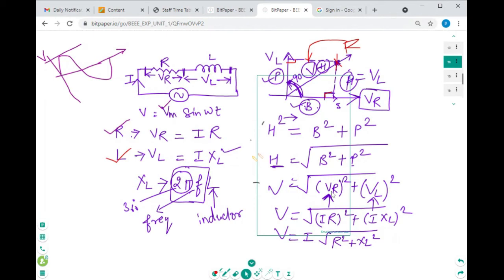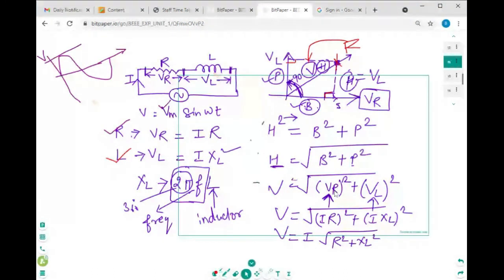So you will put the voltages which we have calculated. What is the voltage across the base? Across this base the voltage is VR, so we will put VR. What is the voltage across the perpendicular? Across the perpendicular the voltage is VL, so we will put VL. We have also calculated the VR and VL values: VR is IR squared, plus VL is IXL squared.